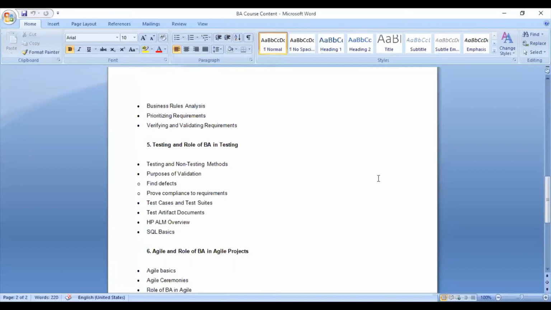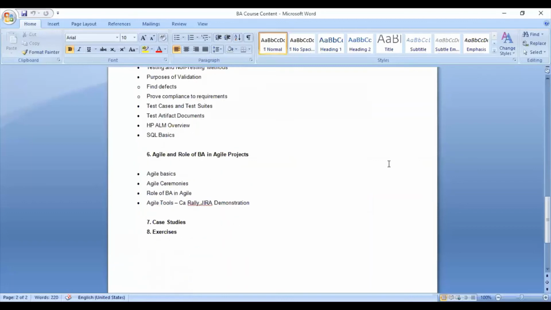Based on the use cases and functional specification documents and all the projects we are going to discuss in a practical way, we will be writing the use case documents, functional specification documents, and then preparing the test cases, preparing the test strategy documents, and how to manage the defects, how defects come in production, and all these topics we will be discussing in testing and the role of BA in testing.